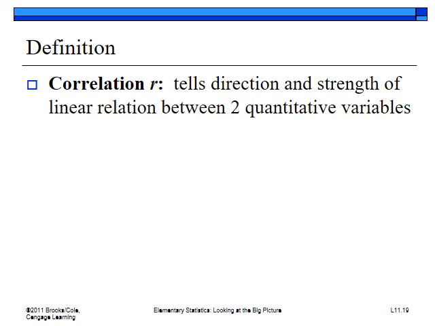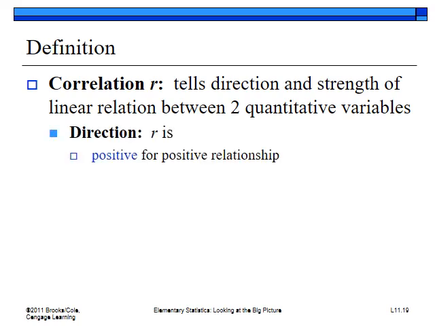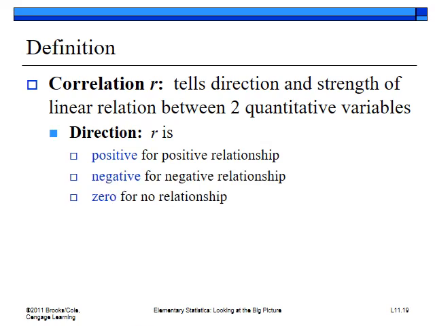There are two properties of R that we want to pay attention to. If R is positive, then the relationship is positive. In other words, the points on the scatter plot cluster around a line with positive slope, increasing from left to right. If R is negative, the relationship is negative. And if R is 0, there's absolutely no relationship between the two variables.